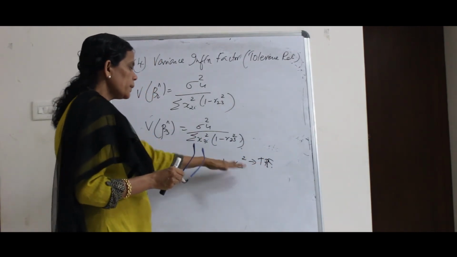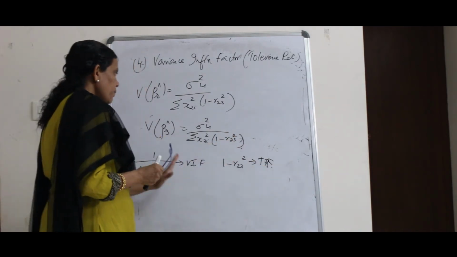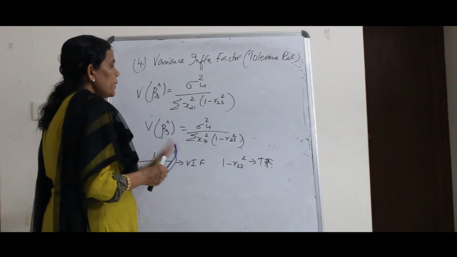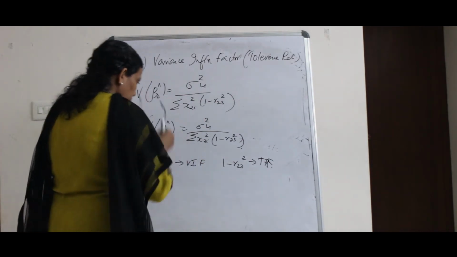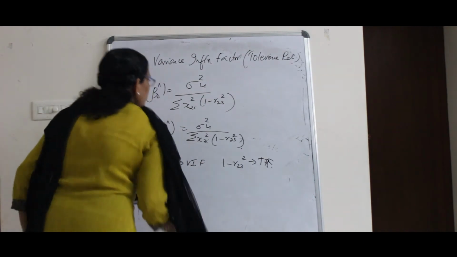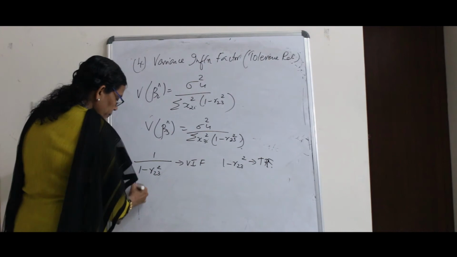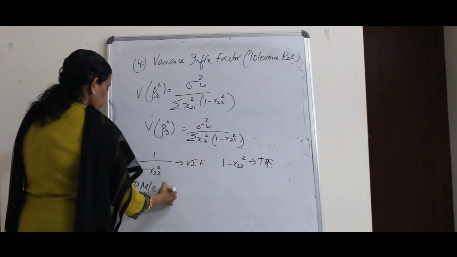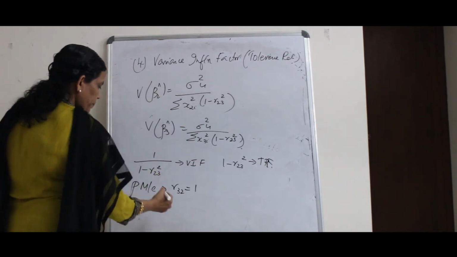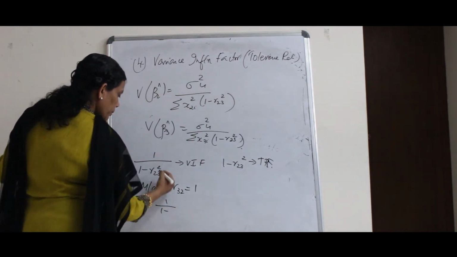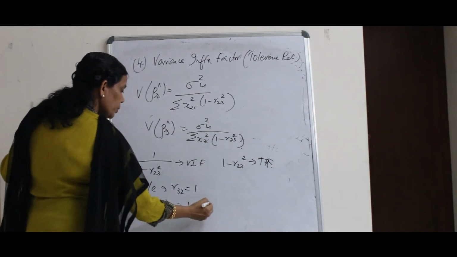So these two are the inverse. So inverse of the tolerance factor is the variance inflation factor, and inverse of the variance inflation factor is what? The tolerance ratio. So what happens now? Suppose there is perfect multicollinearity, then r23 will be equal to 1. What happens here? 1 by 1 minus 1, that is 1 by 0, that is equal to infinity.